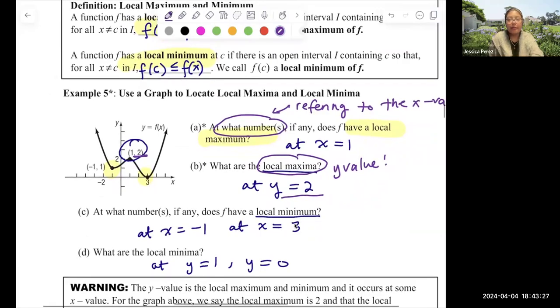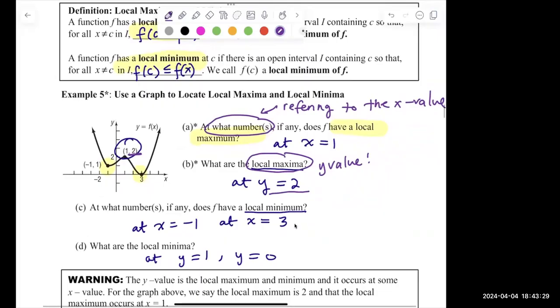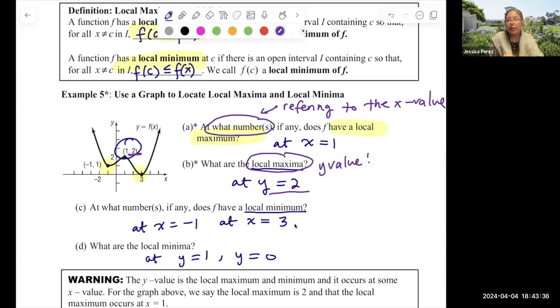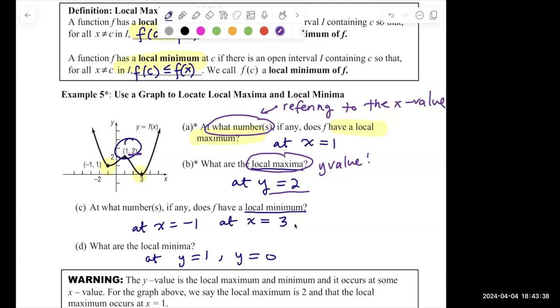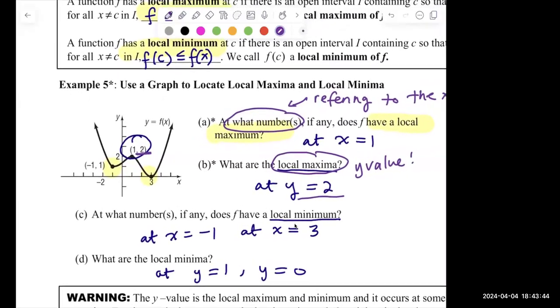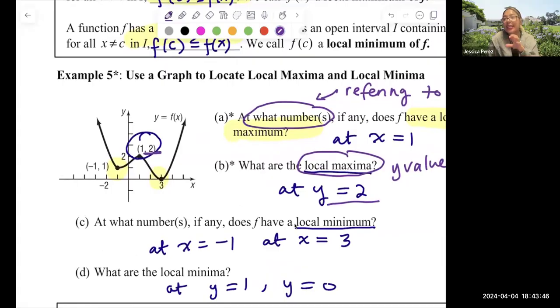Any questions on 5? Yeah, I'm a little confused on that part. How do you have 2 local minimums when I'm looking at the chart and one of them is smaller than the other? I'm not asking for the absolute minimum. If I would say absolute, that's something we're going to get to.